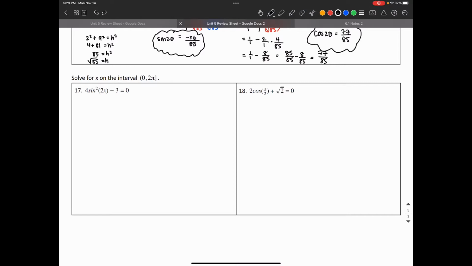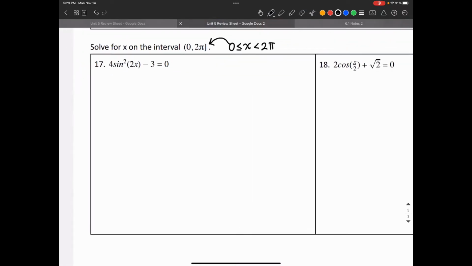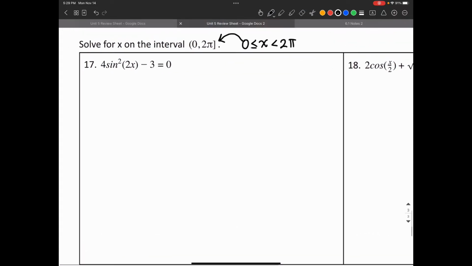And what I need to do for these problems is keep in mind that there was an interval given to me, and that interval is for x. So my answer, whatever x is, should be in between 0 and 2 pi, where 2 pi isn't included but 0 is. And when I have a trig equation, I'm going to isolate the trig function, get it by itself.